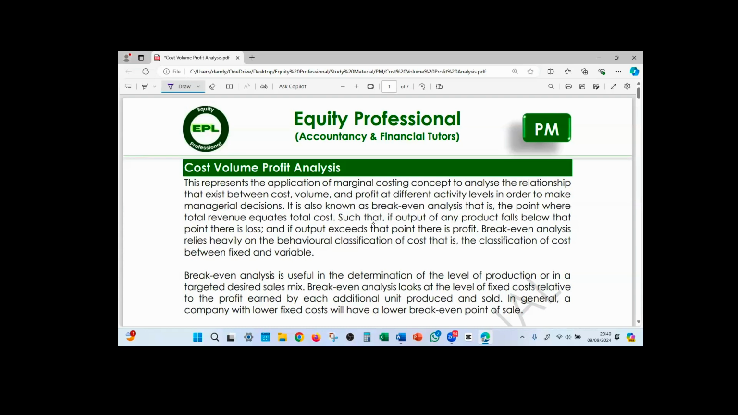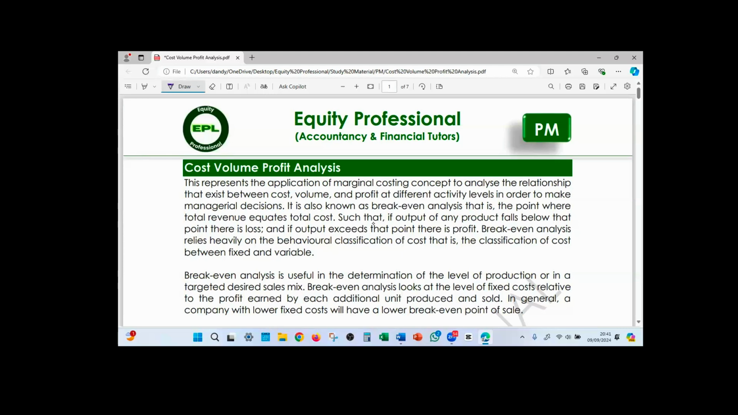And you know that when you talk about break-even, it's simply a point whereby total revenue will equal total cost. A point of no gain, no loss. That is what is called break-even analysis, which means that any point above the break-even point, the company will be profitable. The company will earn profit. And any point below the break-even point means that the company is going to incur loss. So that is break-even point or break-even analysis.